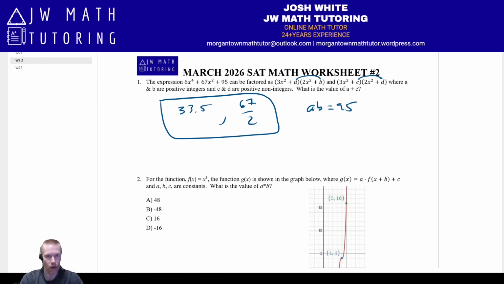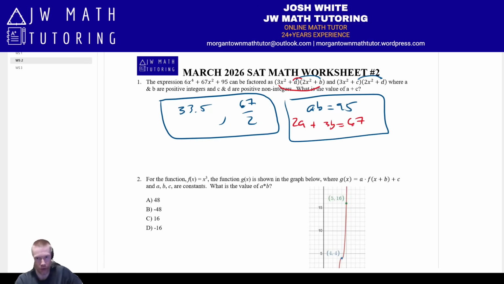However, if you multiply these factorizations out using FOIL, you also have, here, 2 times a plus 3 times b has to equal 67. Same thing with c and d, correspondingly. So really, the two pairs of factors come from solving this system of equations.